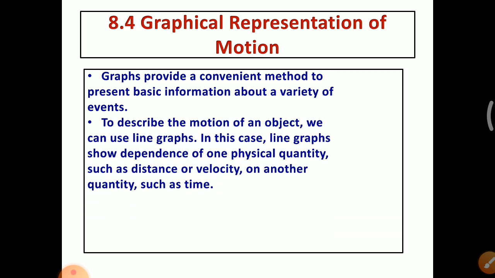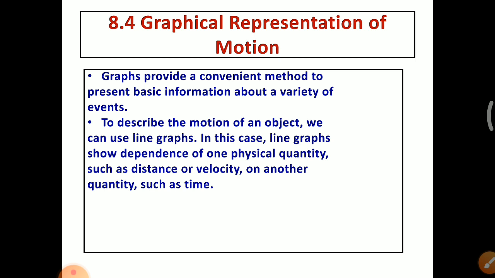To describe the motion of an object, we can use a line graph. We know that there are different types of graphs, bar graph, line graph, and so on. So to describe the motion of an object, we use a line graph. In this case, a line graph shows the dependence of one physical quantity such as distance or velocity on another quantity such as time.